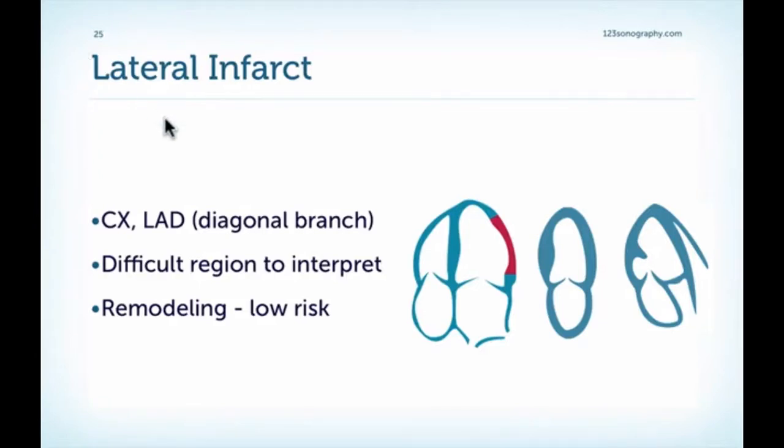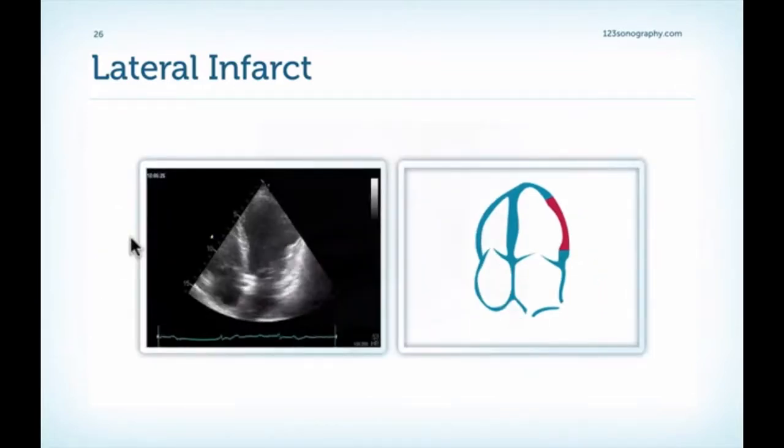The lateral infarct is usually caused by an occlusion of the circumflex or the LAD, for example, a diagonal branch, and it is sometimes very difficult to see because this region is very difficult to interpret at times. Since the infarct is in general very small, the risk of remodeling is fairly low. This is a very nice example. You see not only a wall motion abnormality here in the lateral wall, but also a small aneurysm. This was caused by a circumflex infarct.